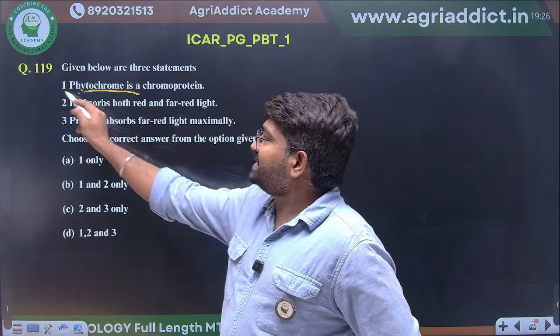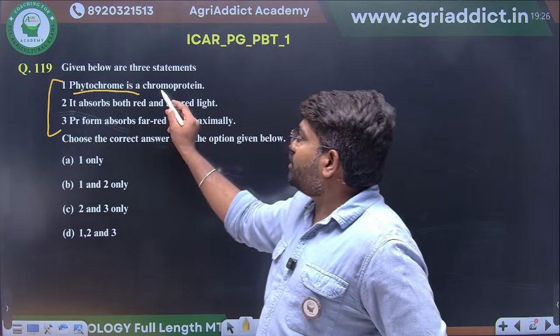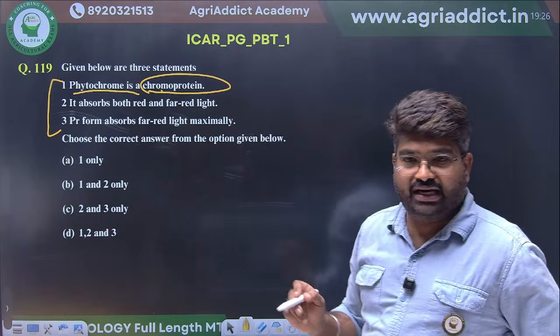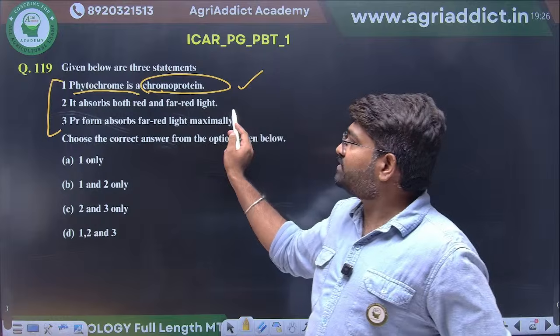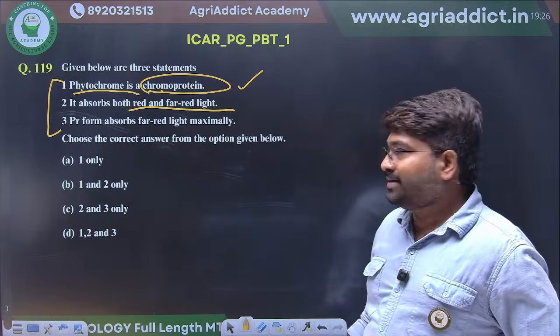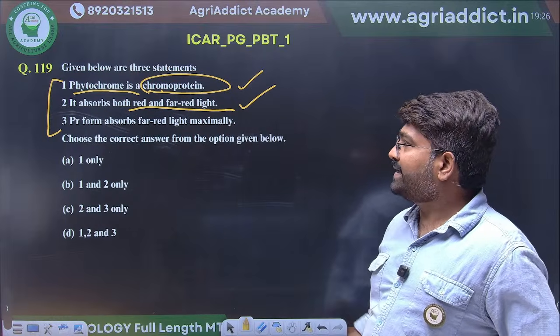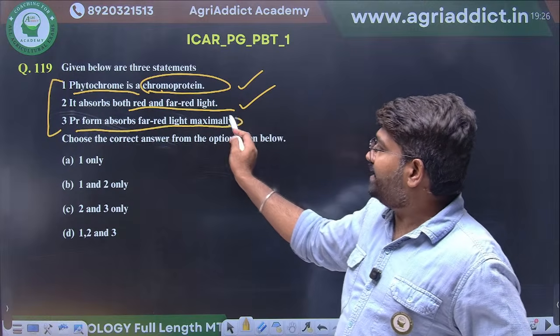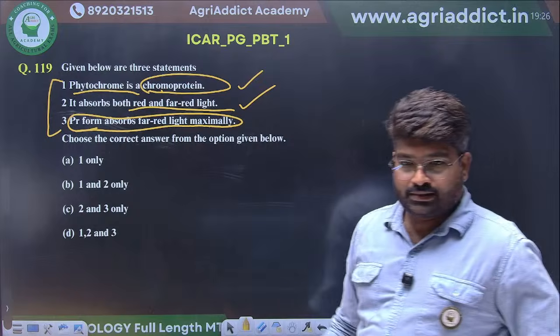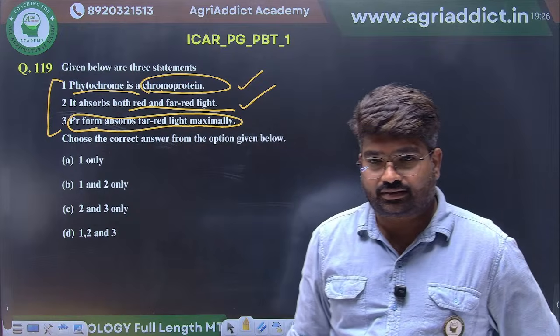Phytochrome statements, three statements they have given. Phytochromes are chromoproteins. This we already saw in our lecture. Yes, it's a chromoprotein. Correct. It absorbs both red and far-red light. Yes, this is also correct. PR form absorbs far-red light maximally. Which is the correct answer?